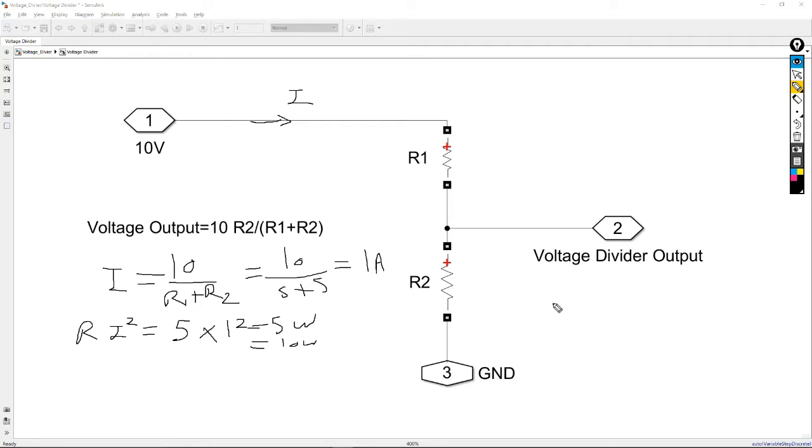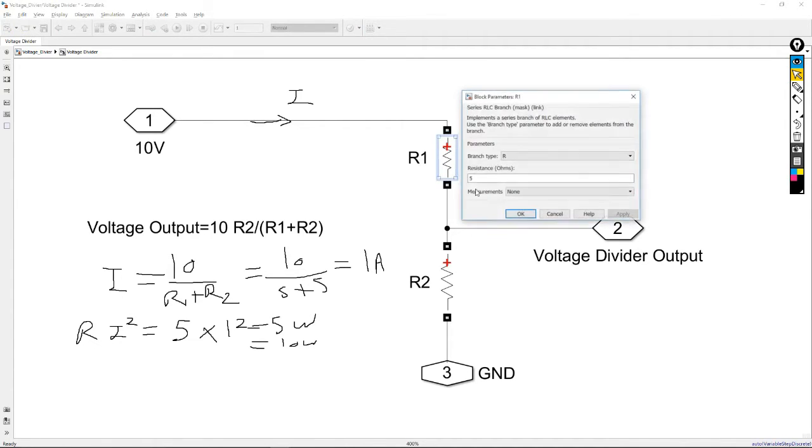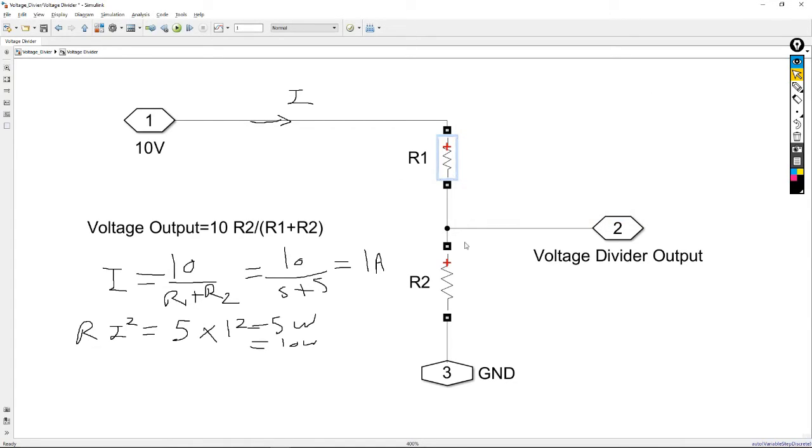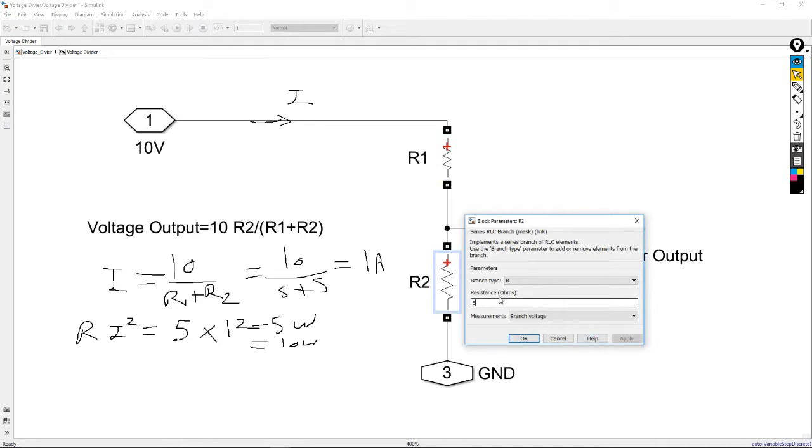So how can you fix the issue? Well, one simple solution is to increase the values of resistors R1 and R2, right? Because this is a ratio, even if we increase the values, we can still get whatever voltage we want at the output. So let's say I set resistor R1 to 5 kilo ohm, so 5 times 10 to the 3, and R2 the same, 5 times 10 to the 3.